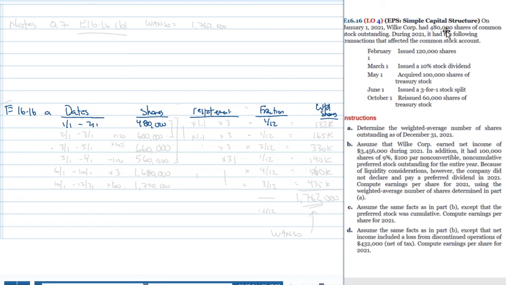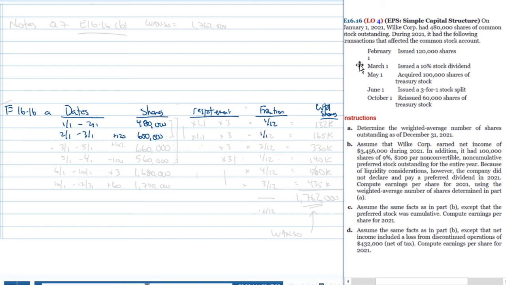So let's see. On February 1st, what happened? On 2/1, we issued 120,000 shares. So our number of shares outstanding goes up to 600,000. All right, and that lasts until March 1st.